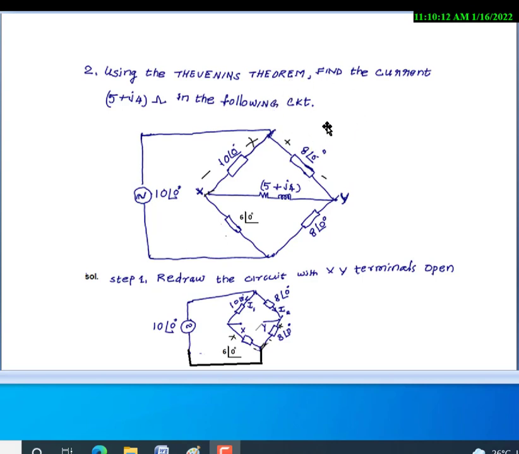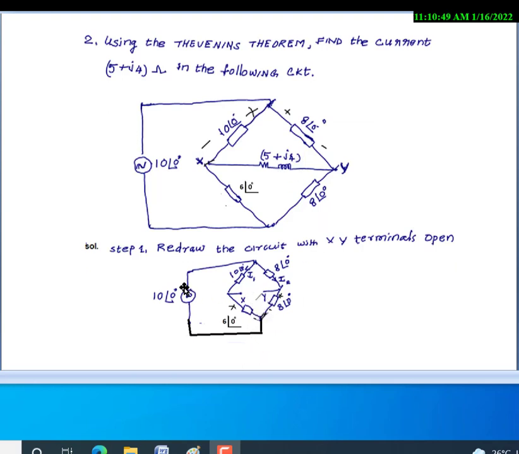Now it is required to find the current flowing through the 5 plus J4 ohms impedance, between X and Y, using Thevenin's theorem. To apply Thevenin's theorem to this circuit, there are three steps to be followed. Number one is, first we have to remove the element 5 plus J4 between X and Y, that is, open circuit this impedance. Then redraw the circuit. Then we get like this.